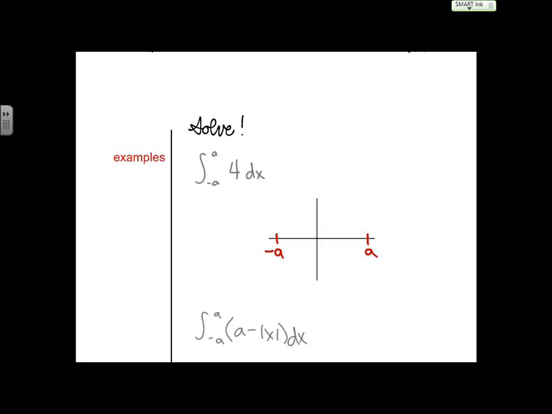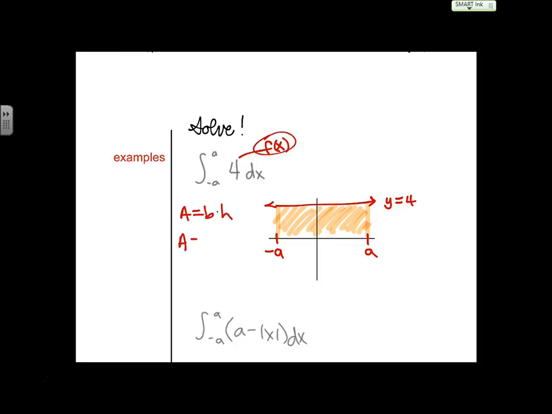Wait, who's 4? Isn't that the f of x, the function? Does that make sense? I hear you guys say it. So we can say y equals 4, right? Thanks, Charlie. And what am I trying to find with a definite integral? Oh my goodness, how can they expect us to kind of figure this out? Geometry! Area equals.